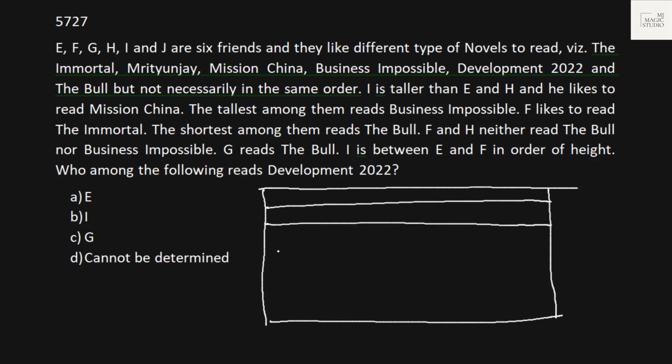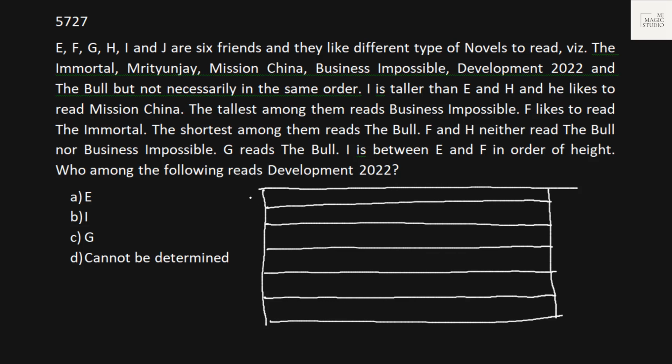One, 2, 3, 4. Don't mind the tidiness I'm doing while preparing the grid. E, F, G, H, I, J.